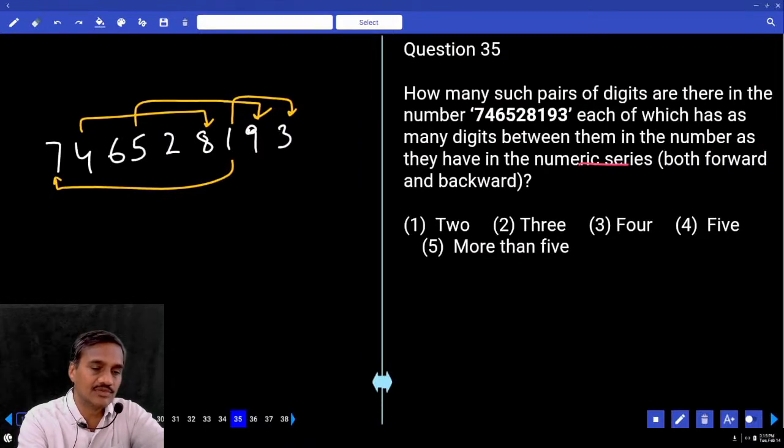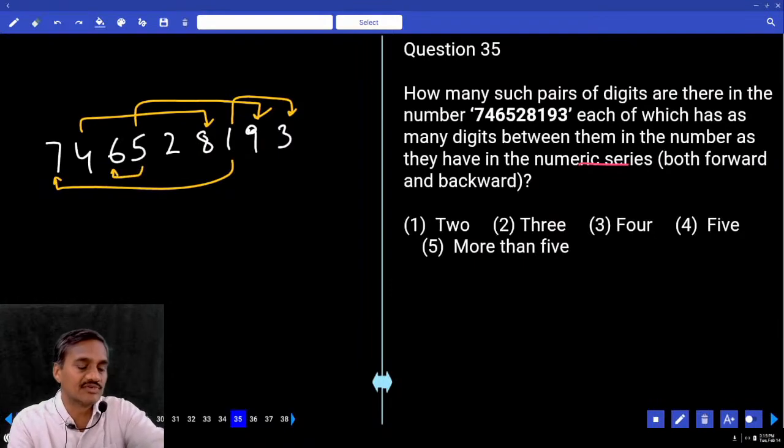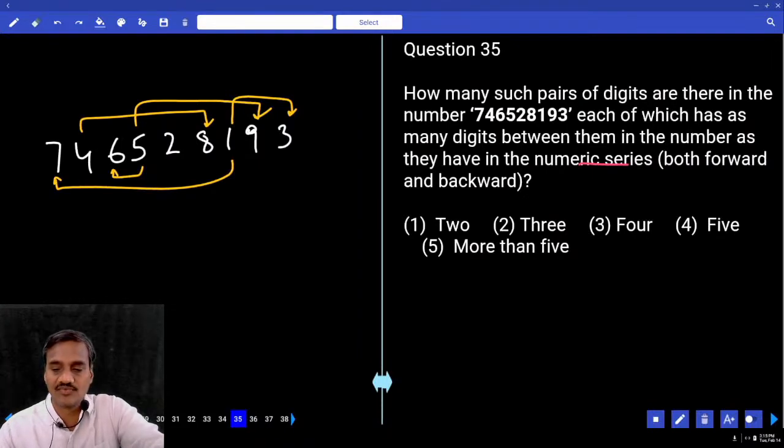8, 9. 2, 3, 4, 5, 6. And 5, 6. There is one more: 5, 6, 7, 8. 6, 7, 8 and so on. So how many are there altogether? There are 5. That is the choice for question number 35. Done?